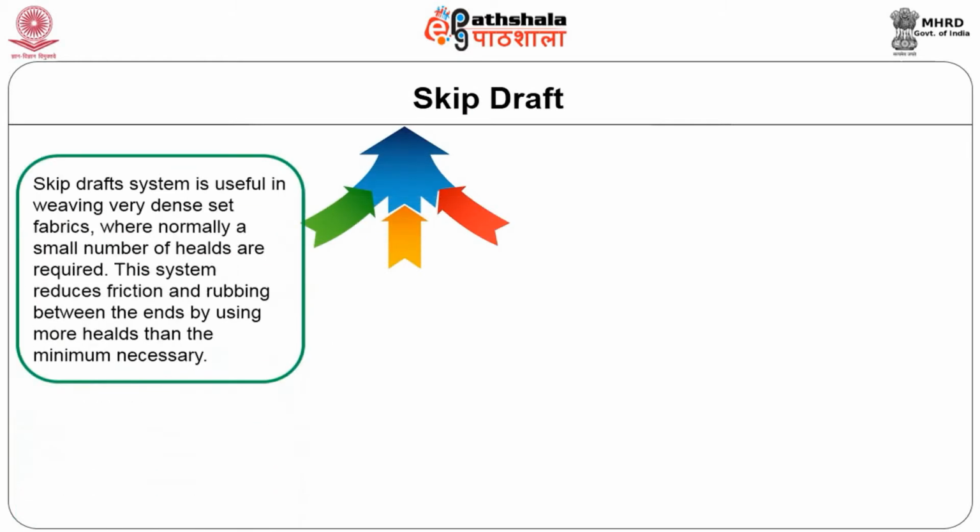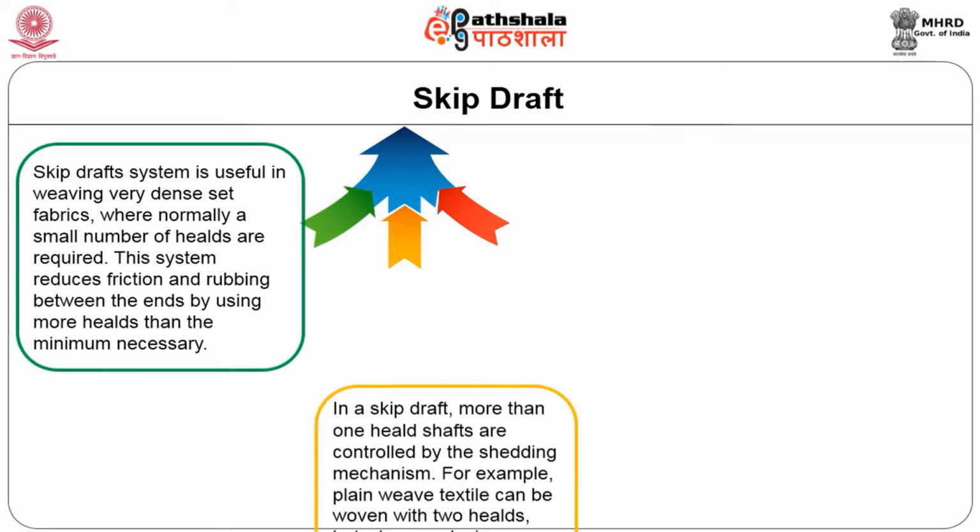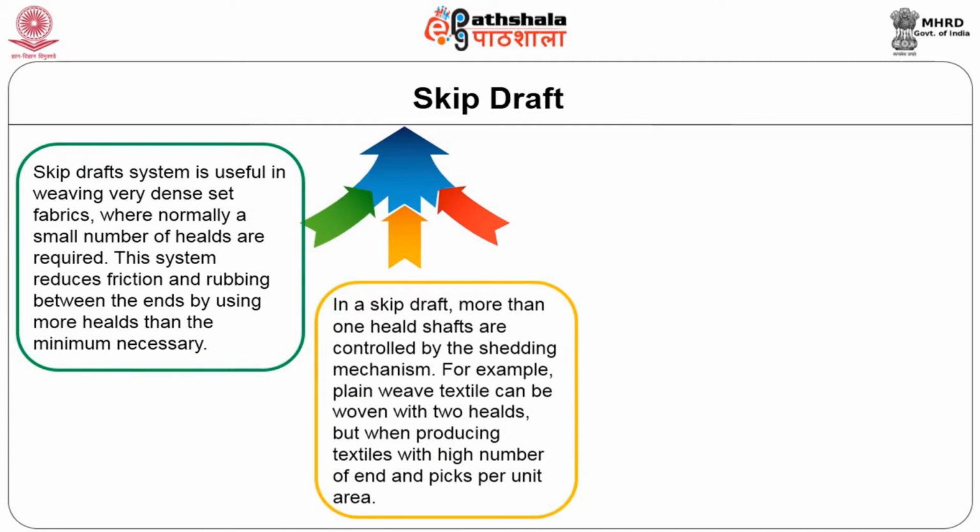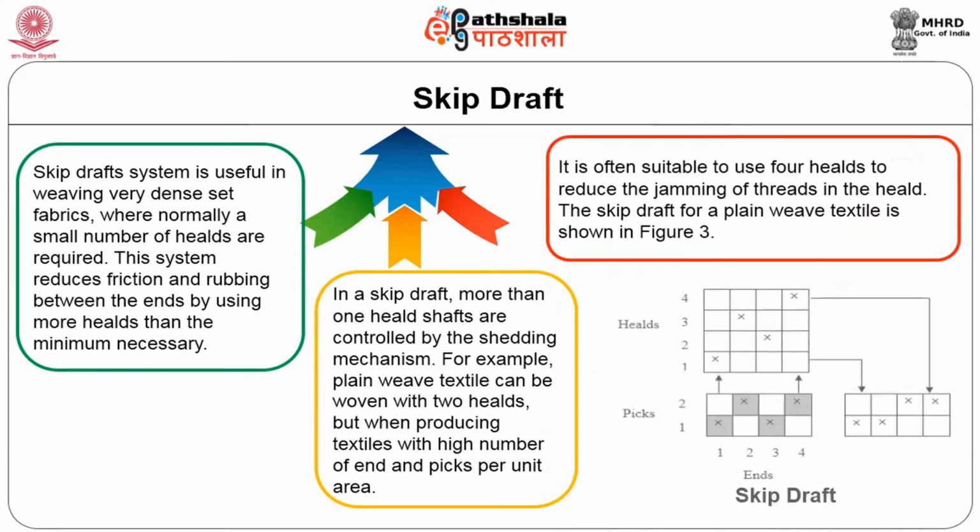And the skip draft. Skip draft is useful in weaving very dense and close-set fabrics, where normally a small number of heels are required. This system reduces the friction and rubbing between the ends by using more heels than the minimum necessary. In a skip draft, more than one heel shaft is controlled by the shedding mechanism. For example, plain weave textiles can be woven with 2 heels, but when producing textiles with a high number of ends and picks per unit area, it is often suitable to use 4 heel shafts to reduce the jamming of threads in the heels. The skip draft for plain weave is shown in the figure.